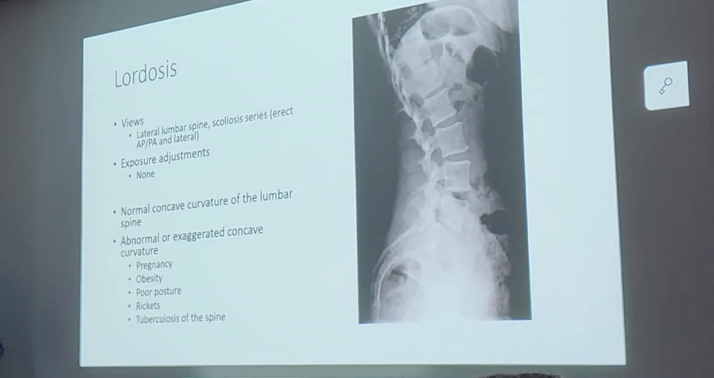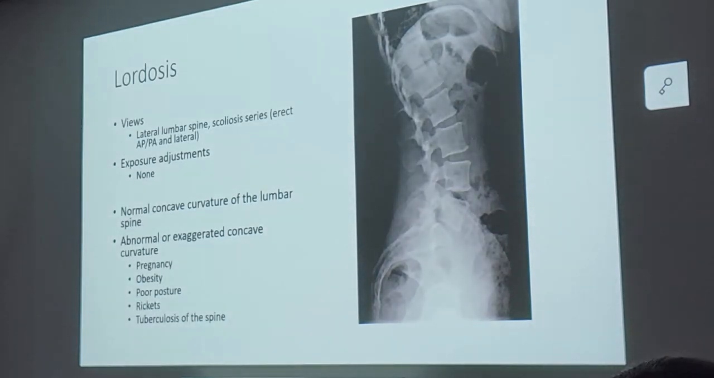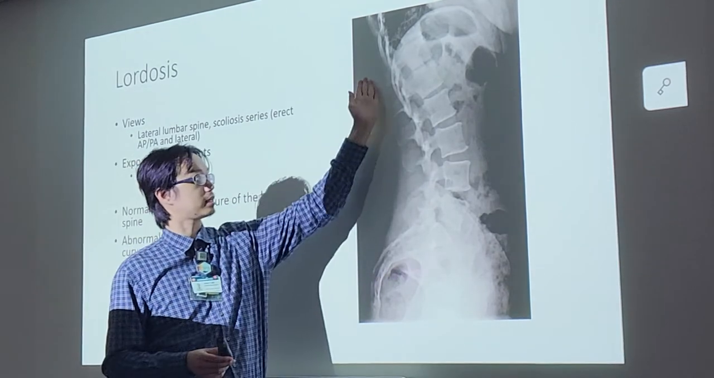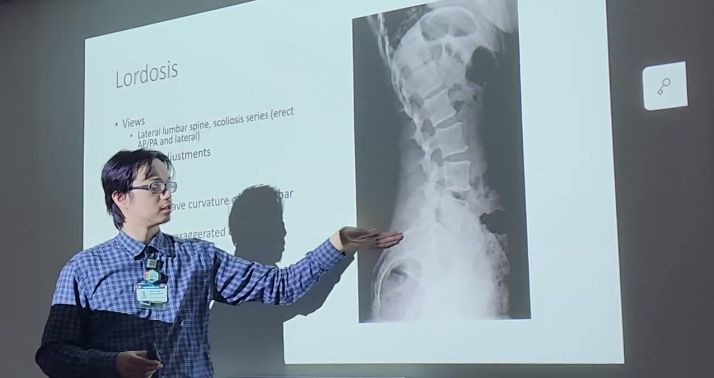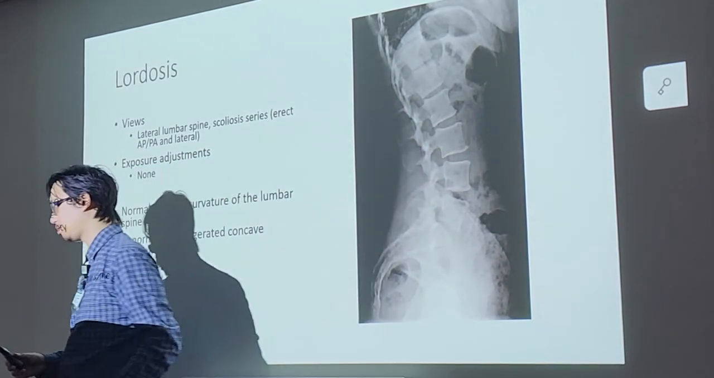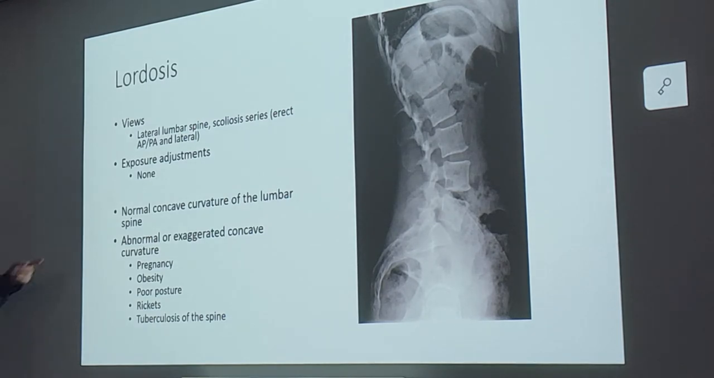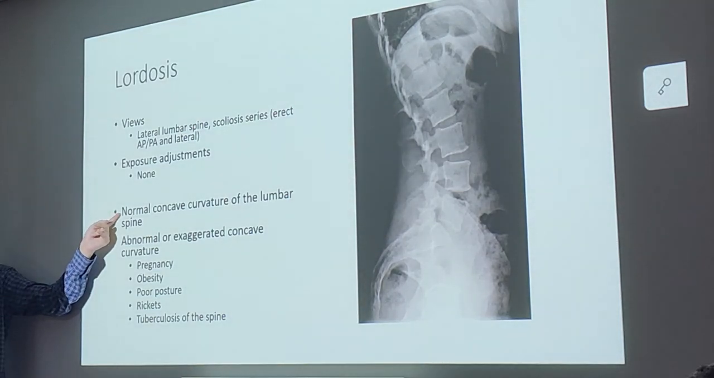Lordosis and kyphosis are separate. It's a concave or convex curve that depends on where you're looking at it from. So for lordosis, once again, this is looking from the back. From the back, it curves inward, so this is concave. But if you're looking from the front, it curves forward. So just keep in mind which way you're looking at it from. Make a note, this is looking at it from the back.